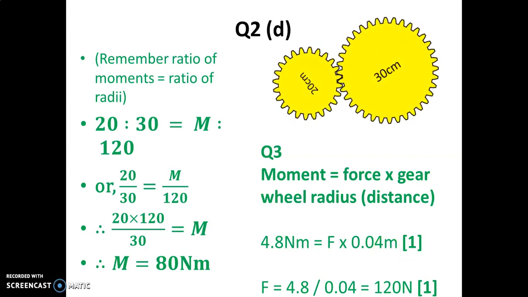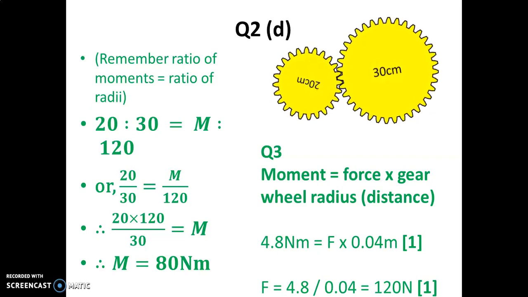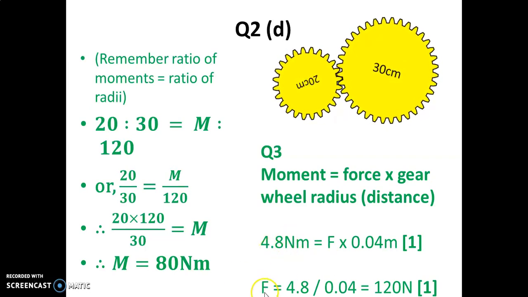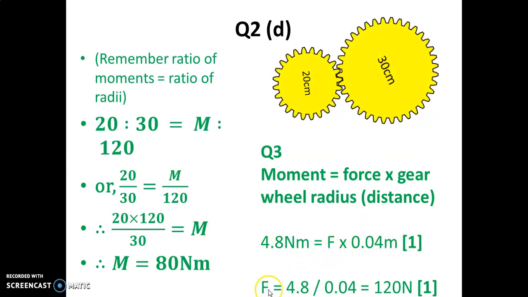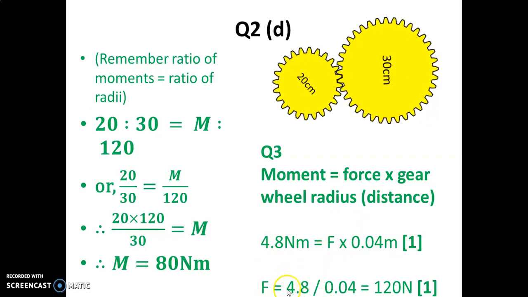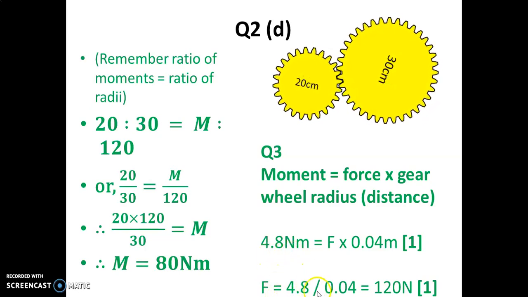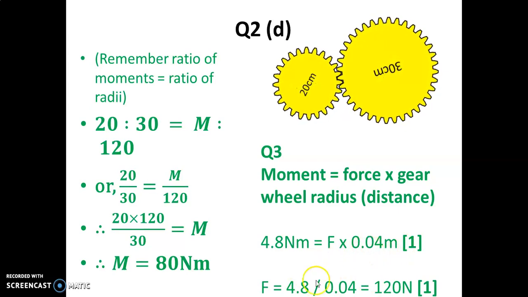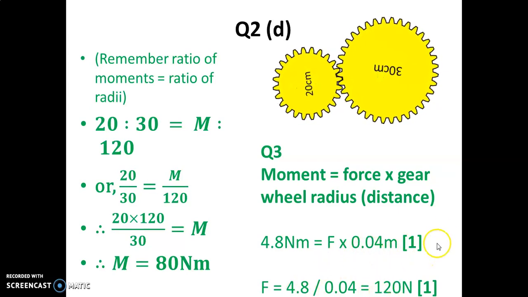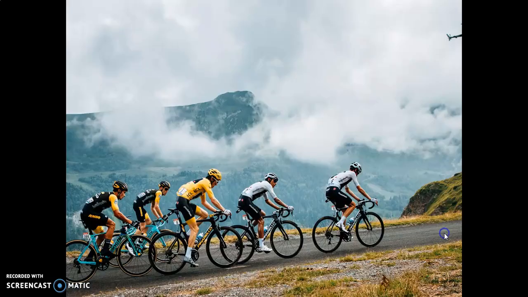Where required, before you go about rearranging your formula and getting your final answer, hopefully. So in this case, by rearranging it to make F the subject of the formula, we get F equals moment, which is 4.8 Newton meters, divided by distance, which is 0.04 meters, and you get 120 newtons. Alright, so that's that then. If you need to pause the video to go back and forth on that, please do so.